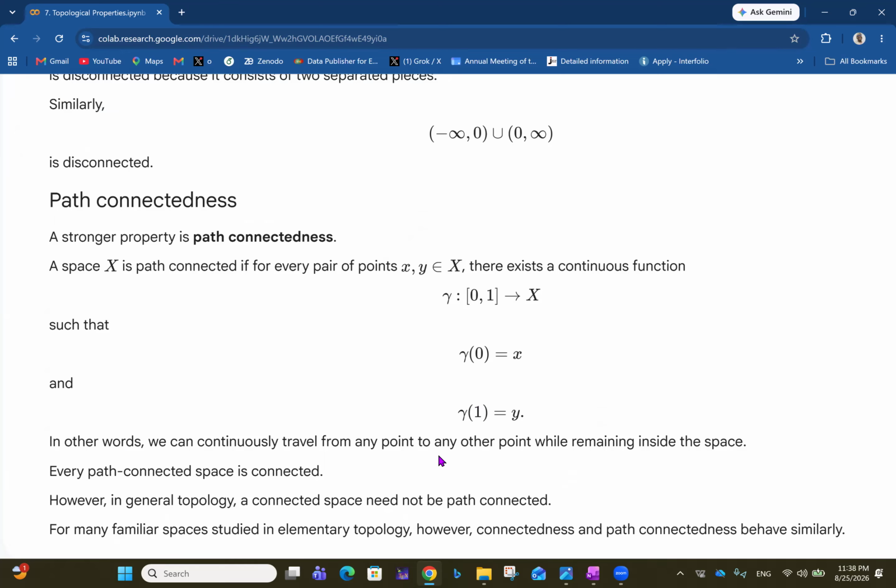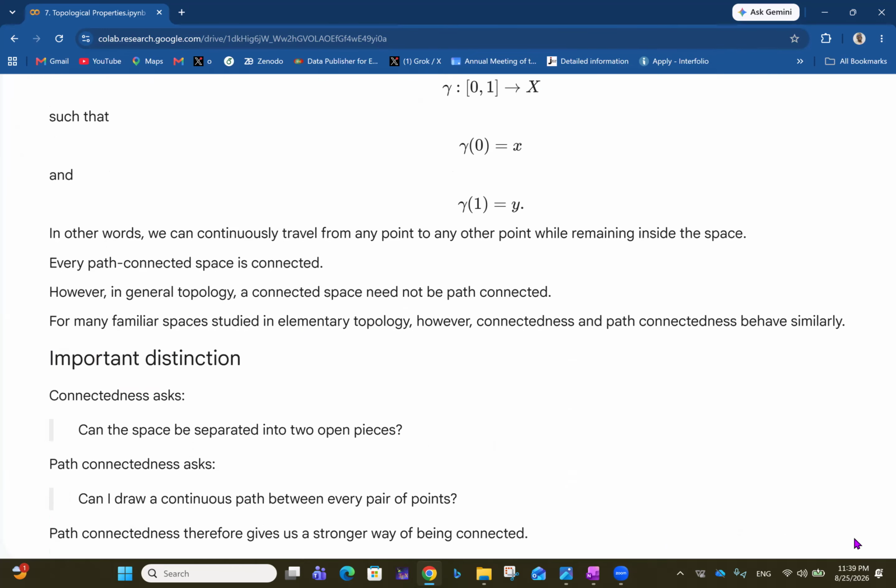So just like a circle, right? If you put any 2 points on the circumference of a circle, you can draw a line still following the path of the circle, still following the circumference to join the 2 points. So every path connected space is of course connected. However, in general topology, a connected space need not be path connected. A connected space does not have to be path connected, but if it is path connected, it is automatically connected. For many familiar spaces studied in elementary topology, however, connectedness and path connectedness behave similarly.